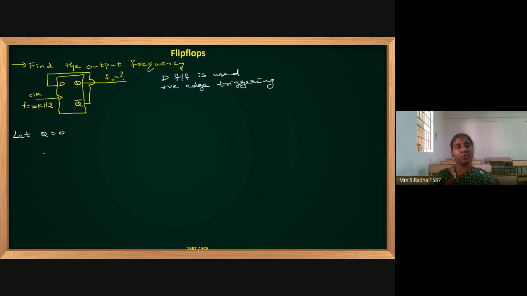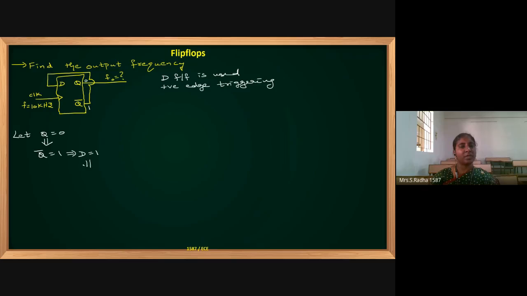Initially, let me assume q equal to 0. If q equal to 0, then q bar will be 1. Complement q bar is 1. That 1 is going as input. If you see the connection, that 1 is applied to input D. So when q bar equal to 1, D becomes 1.